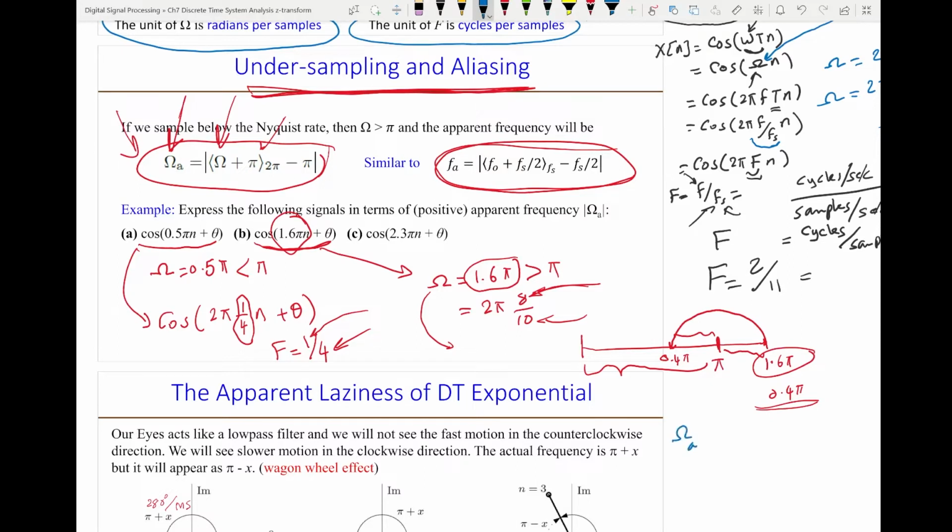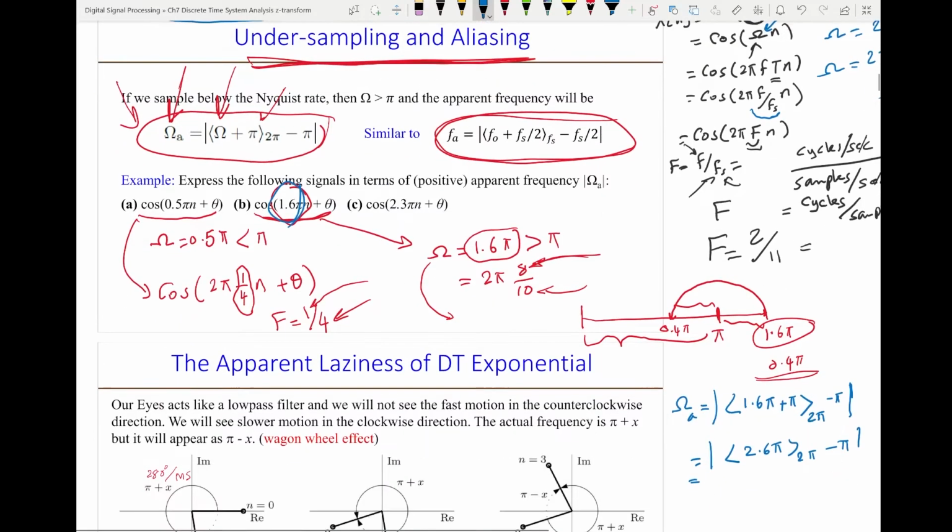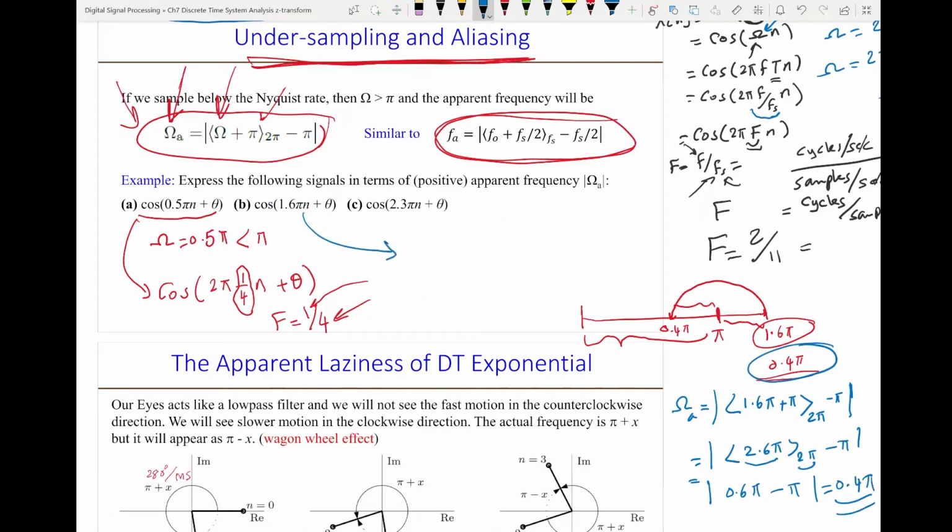So the apparent frequency equals the absolute value of omega, which is 1.6 pi, plus pi, modulo 2 pi, minus pi. So this equals 2.6 pi modulo 2 pi minus pi. Now 2.6 pi divided by 2 pi is 1, and the remaining is 0.6 pi. So that will be 0.6 pi minus pi, and this is 0.4 pi, which is the same as here. So this signal, if you play it, will sound like cosine 0.4 pi n plus theta.